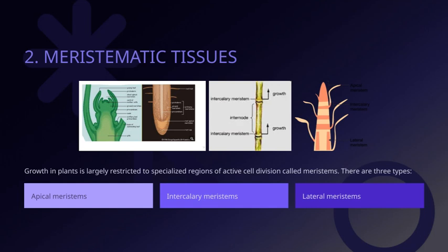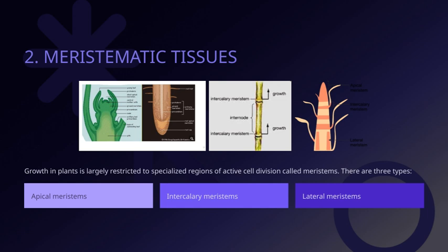Now, let's explore the different types of meristems that drive plant growth. First, we have the lateral meristems. These are responsible for the plant's growth in width or diameter, helping the plant become thicker over time. Next, there are the intercalary meristems, which are quite interesting because they allow certain plants, like grasses, to grow from their base. This means they can recover quickly after being cut or grazed.